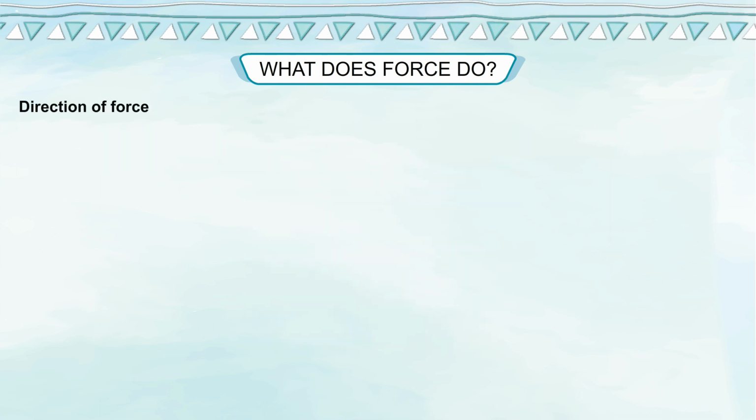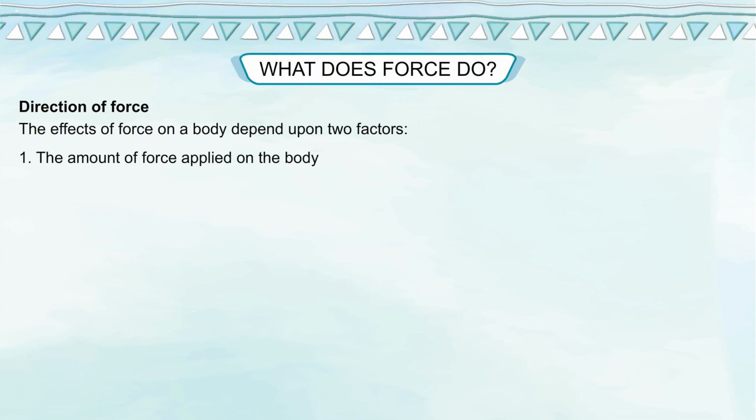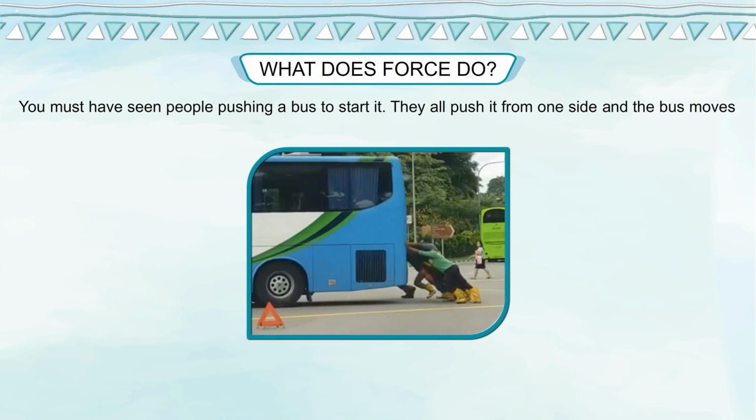Direction of force. The effects of force on a body depend upon two factors: the amount of force applied on the body, and the direction in which the force is applied. You must have seen people pushing a bus to start it. They all push it from one side and the bus moves in the direction of the push.